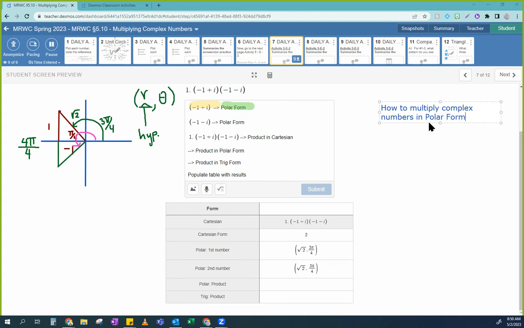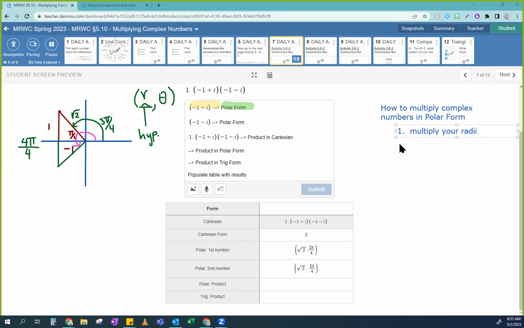So we've been doing it like this, where we convert it to Cartesian and then we convert it to polar. Now I want to make sure that you are all comfortable with that. So here goes. What you're going to do first is multiply your radii.